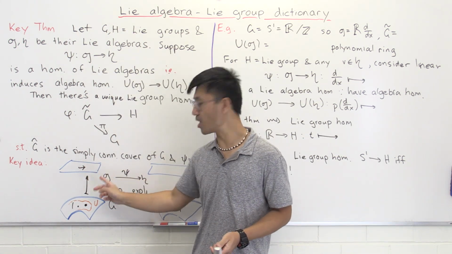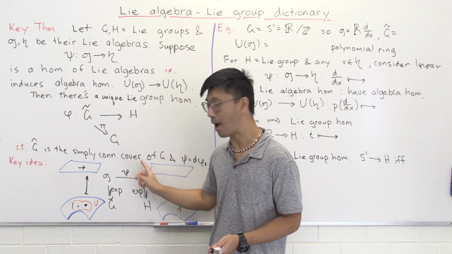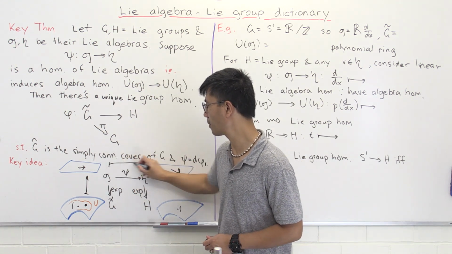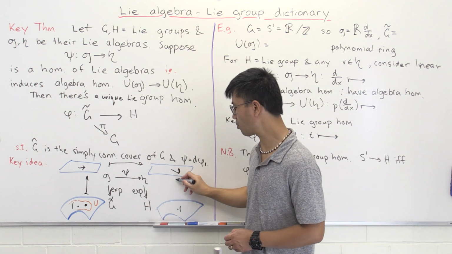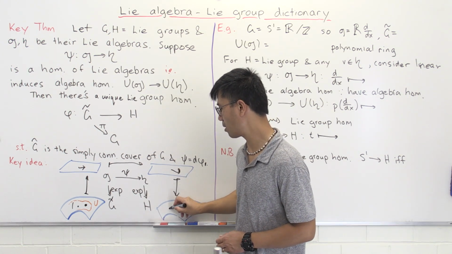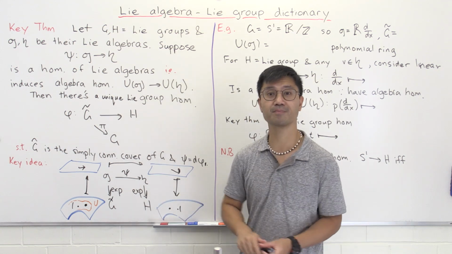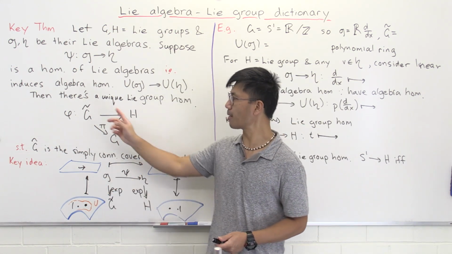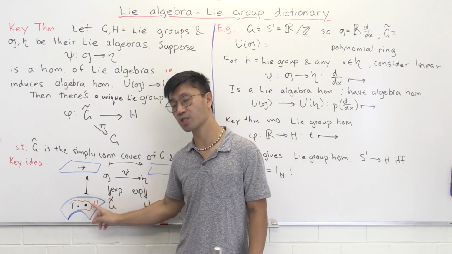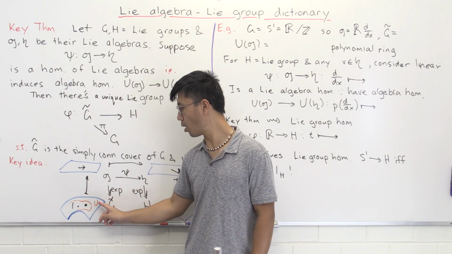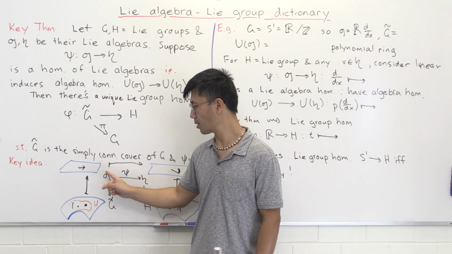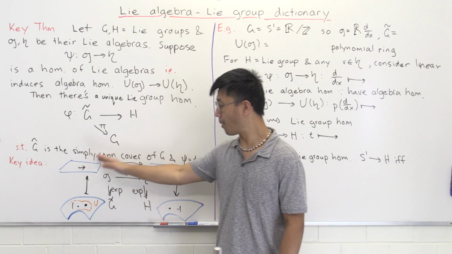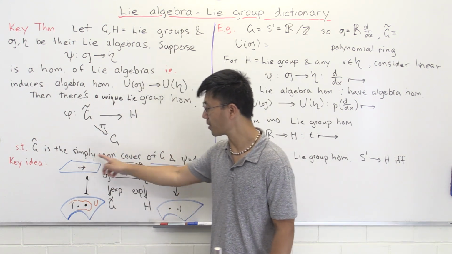Now, once you have this vector here, you can apply this psi map, this linear map here, to give you a vector over here. And then you can apply the exponential map to get you back down to some element of H here. And it turns out that this map phi, if you restrict it to this open neighborhood U of G tilde, is going to be given by this composite going around like this.